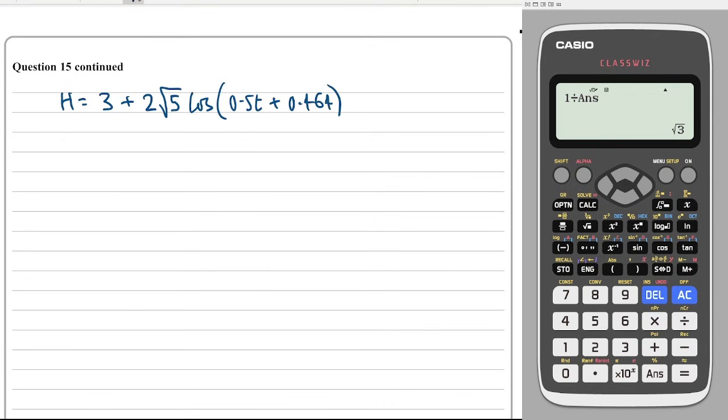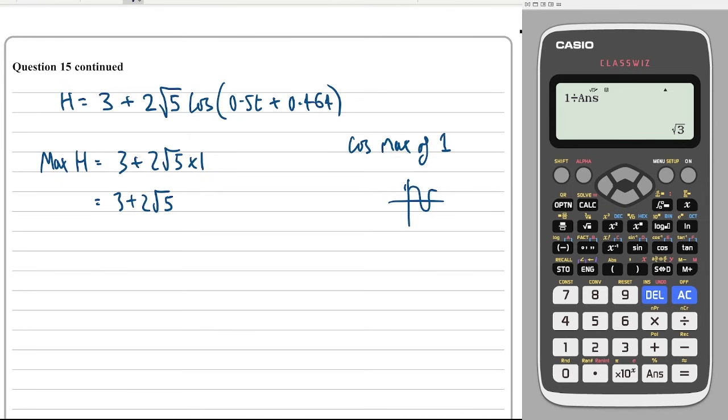And the question asks us, what is the maximum height that you can achieve? Well, what do we know about the cosine function? We know that it has a maximum of 1, because the cosine graph goes like this, and it goes no higher than 1. So therefore I can say the max h we can achieve is 3 plus 2 root 5, and then times by the cosine, which I know is the maximum of 1. So that just gives me a value of 3 plus 2 root 5.